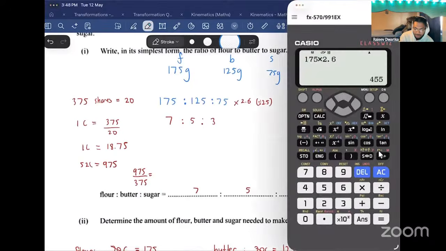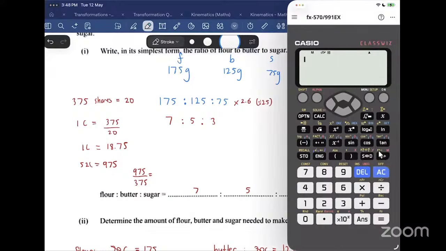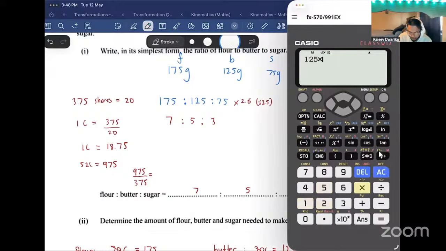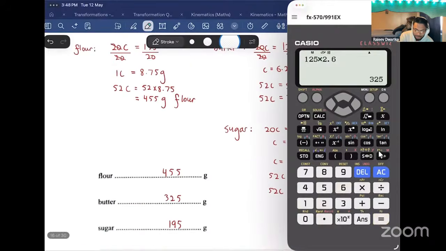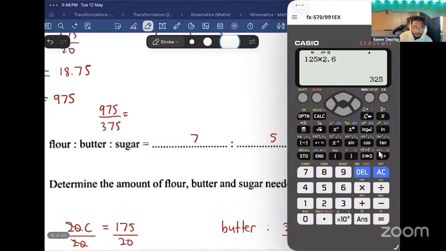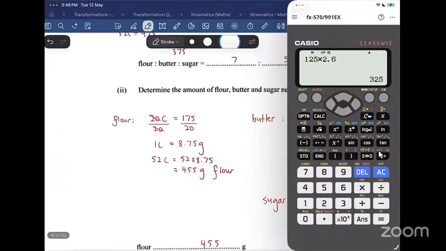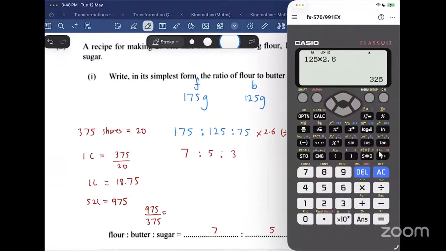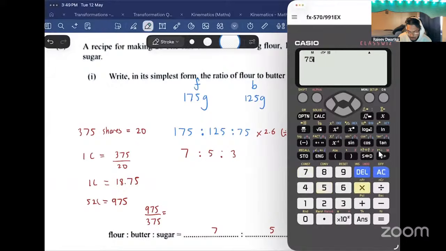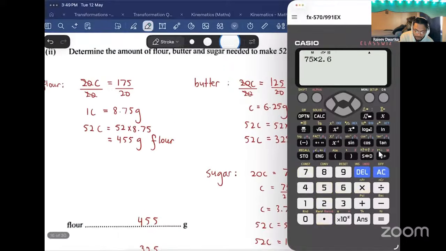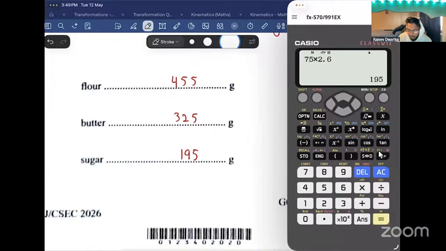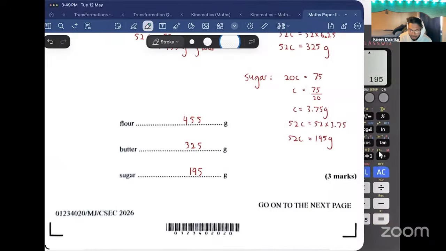But you see, watch. I'm going to multiply 125 by 2.6. See, look, I get 325. See that? It works, right? Yes, sir. And if I multiply the 75 by 2.6, I will get 195.